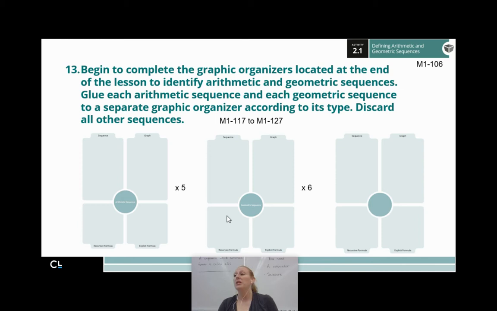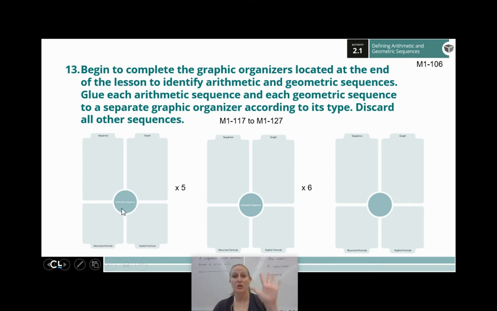Please note there are 5 of them that say arithmetic sequence. Remember, we made a group of arithmetic sequences yesterday. There are 6 of these that say geometric sequence. Remember how we had a little stack that we made of our geometric sequences yesterday? Throw out the others. I only want the arithmetic ones and the geometric ones. You can check the others out. And what you're going to do is glue in each one per page, all right?